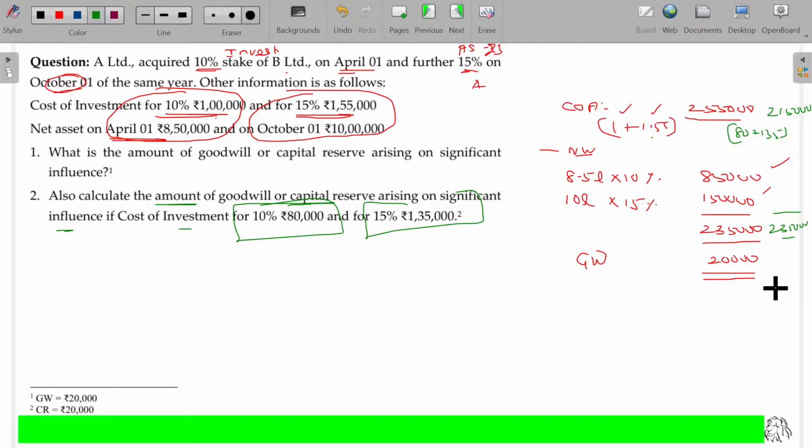So that 2 lakhs 35,000 is the net worth, but the payment is only 2 lakhs 15,000. You have paid lesser. Lesser by how much? 20,000 rupees. Then this will be called capital reserve. Is that clear? Very simple. Now, shall I move on to the next one?